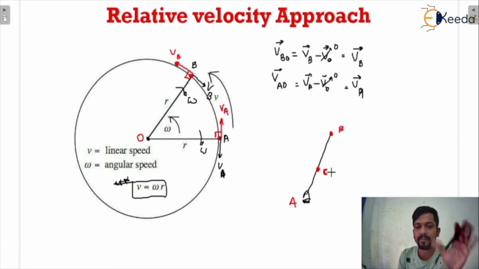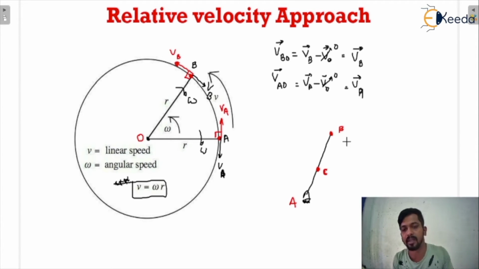A is a fixed joint. If the link has angular velocity omega and it is rotating in that direction, what would be the direction of velocity at point B? That would be perpendicular to the link. Yes or no? That would be perpendicular to the link. So that is denoted as VB.